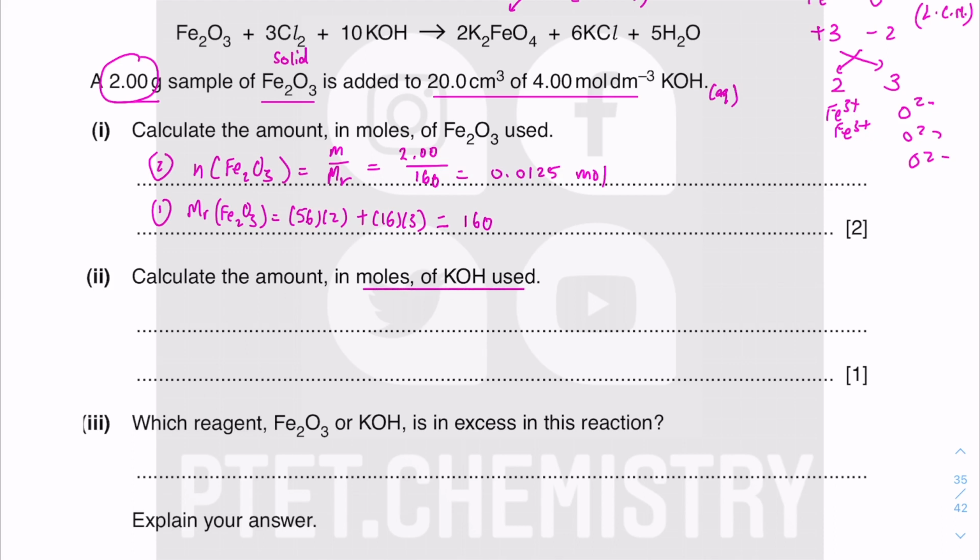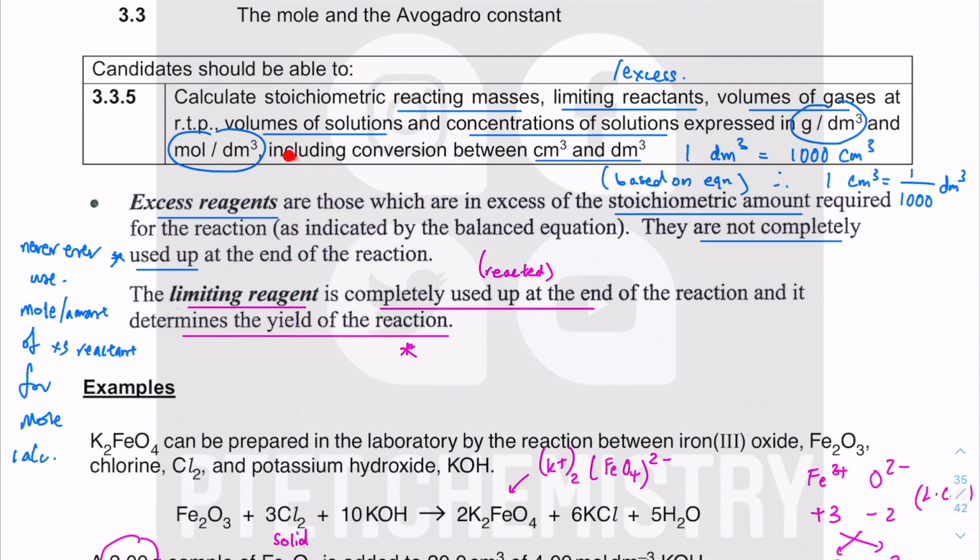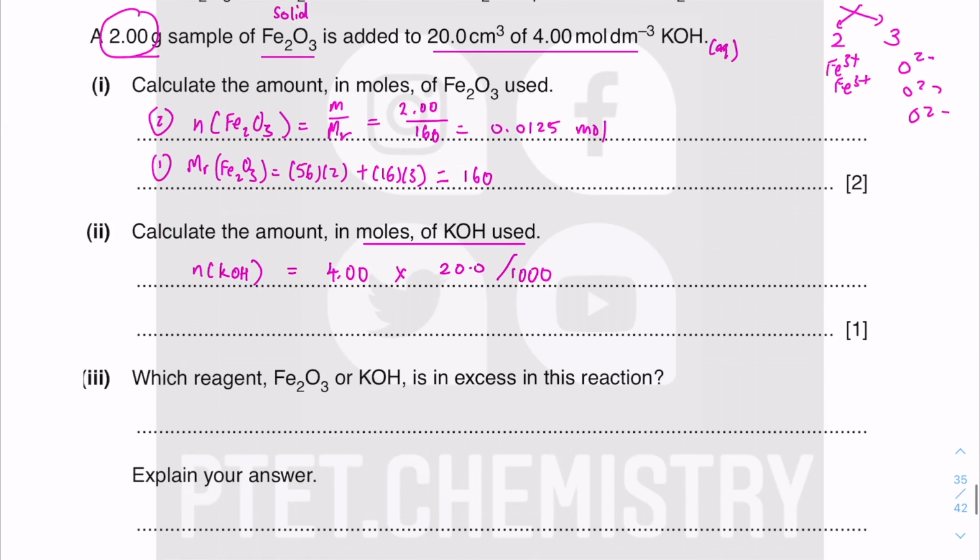Now you want the mole of the KOH. So the KOH is a solution, as I mentioned just now. It's KOH dissolved in water, so it's a mixture. So concentration is 4 mole per dm³ multiplied by the volume, which I need to convert to dm³ by dividing by 1000, because the volume is in cm³ and we need cm³ to dm³, divided by 1000. As I mentioned very early on, candidates should be able to do the conversion between cm³ and dm³, very very important there.